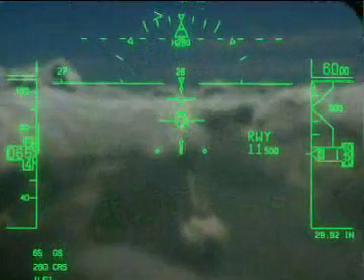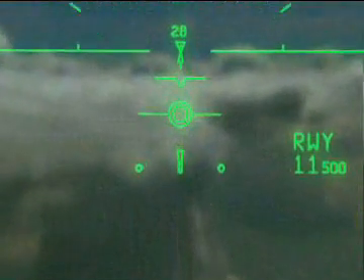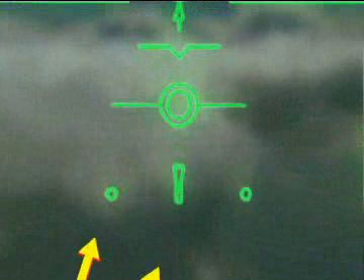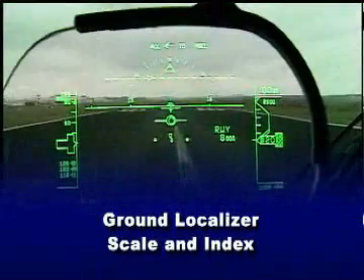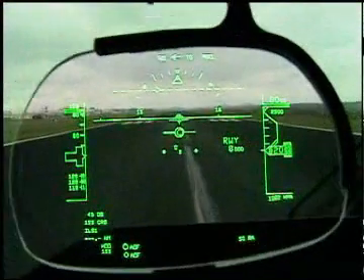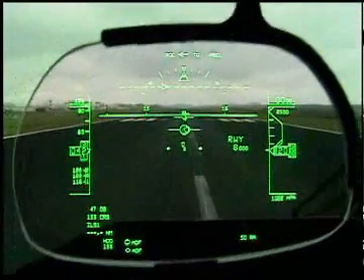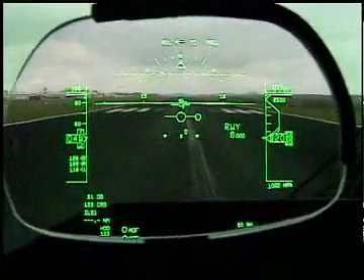The ground localizer scale and index provide raw localizer information anytime the aircraft is on the ground and nav receiver number 1 is tuned to an ILS frequency. The ground localizer index, indicating localizer deviation, is positioned relative to the 0 middle mark of the scale.